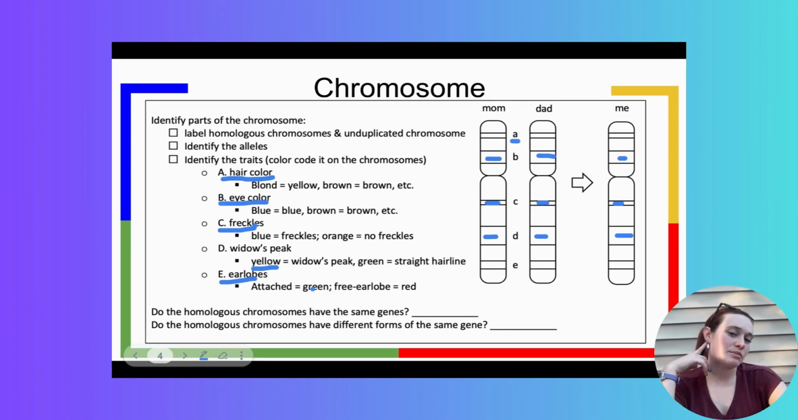Attached earlobes is when the bottom of your earlobe is actually attached straight to your face or to the side of your neck. And a free earlobe is when it goes down and then back up.